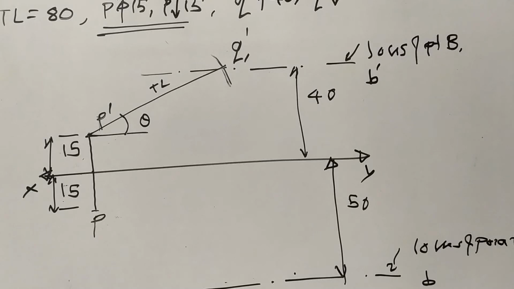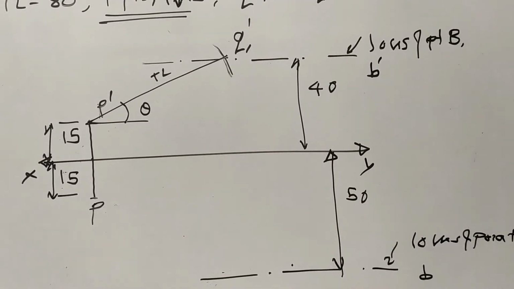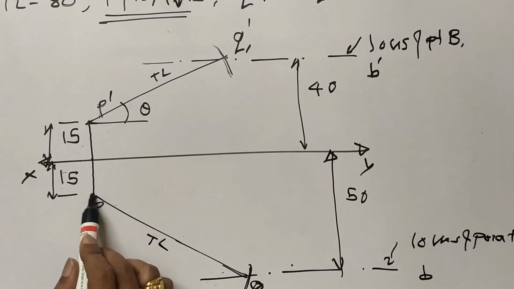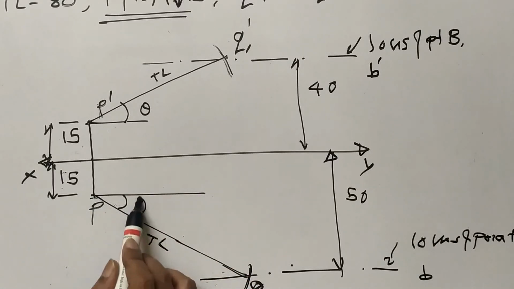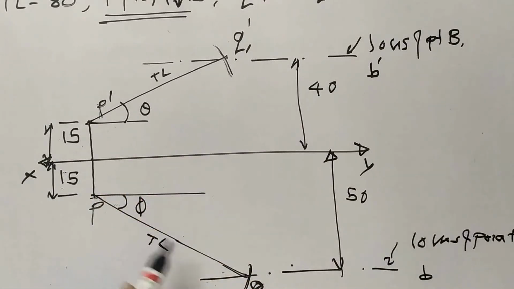Similarly, I can mark same true length below XY also. So I will take distance in the compass and I will cut from this P here an arc. So this is also a true length. This is Q1. So this is the true length I have cut on this locus line. Okay. So on this locus line I have cut, and this angle is phi only. So I have a true length available.